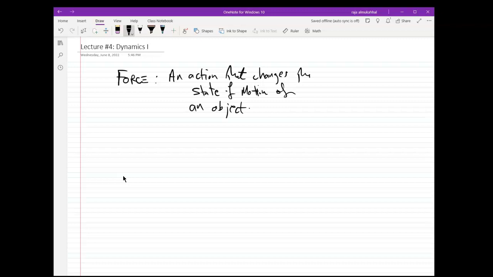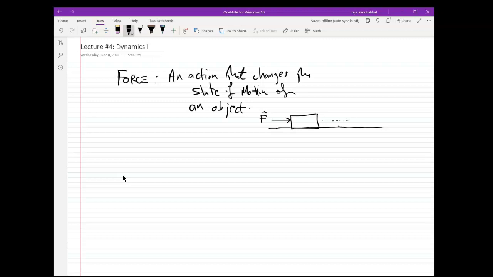What does that mean? Well, suppose that you have something sitting on the table, say a book or a box or whatever. The box is sitting there. It is at rest. Nothing is happening to it. Now, when I apply a force on the book, say I give it a push in this direction, here is my force vector. What's going to happen? The box is going to slide on the table until it stops or something. So what happened was I have changed the state of motion of the object.